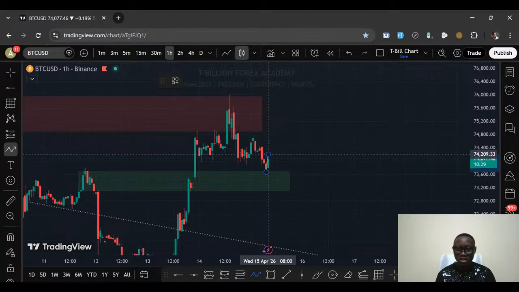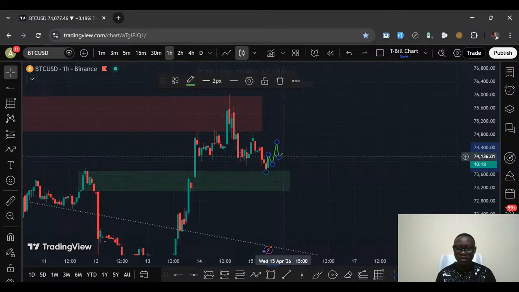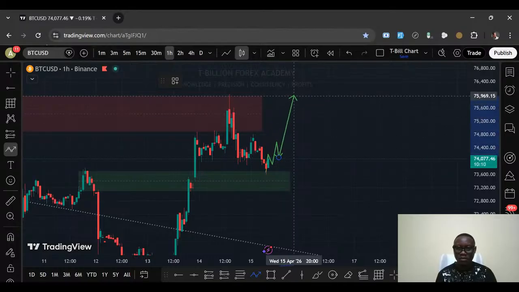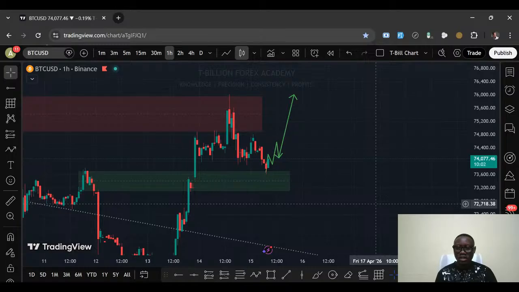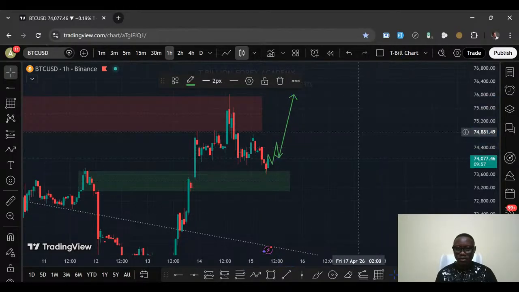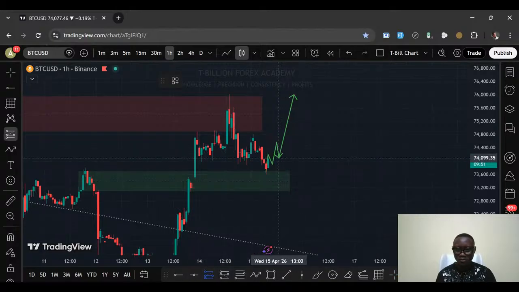Something like this. I want to see this, then I'll be taking my buy right here. Then my TP will be at this price level. So let's wait for this price action before we consider buying BTC.